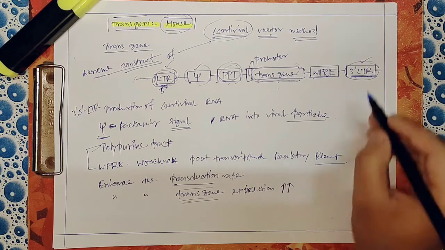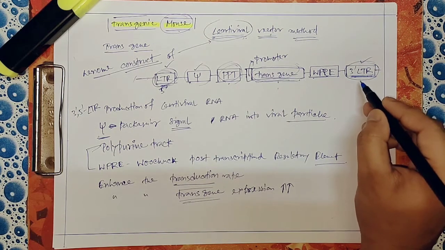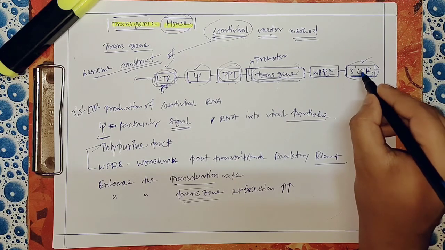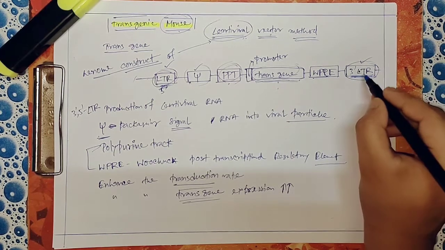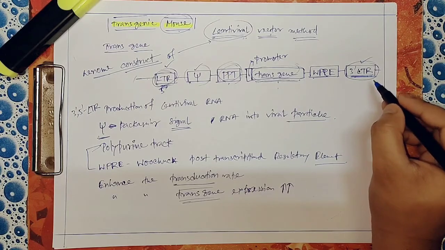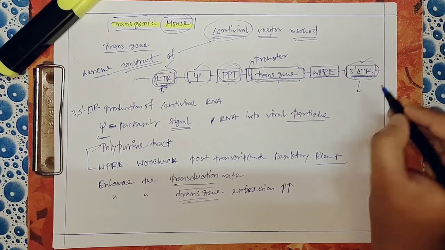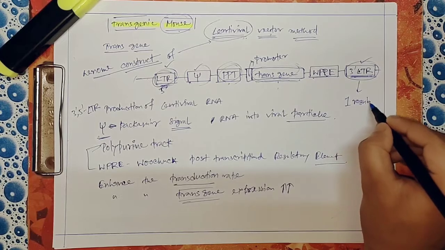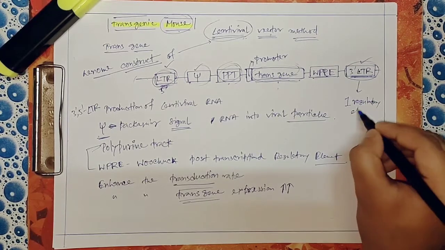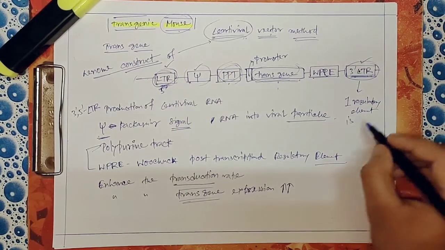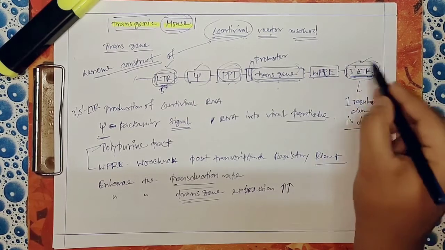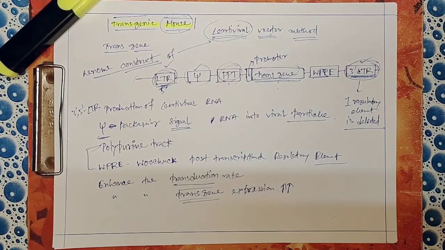There is an additional detail which may not be included, but I am including it: in the 3 prime LTR, one regulatory element is deleted. This is a small detail. It is deleted for ease of transduction.